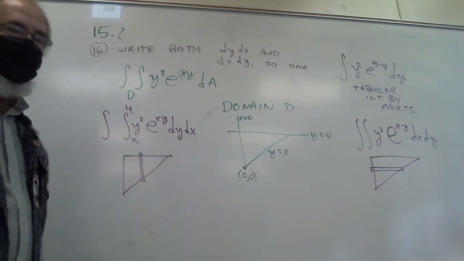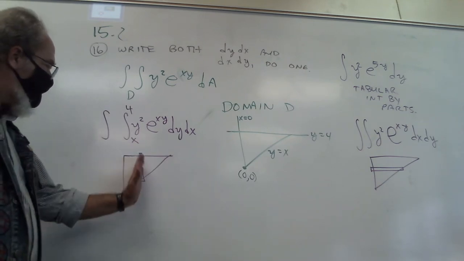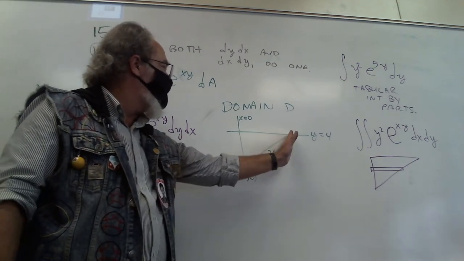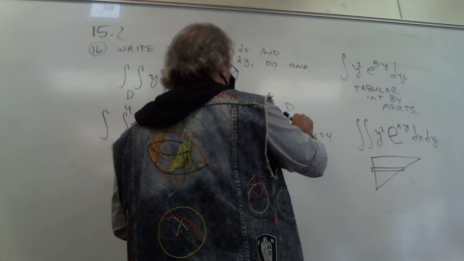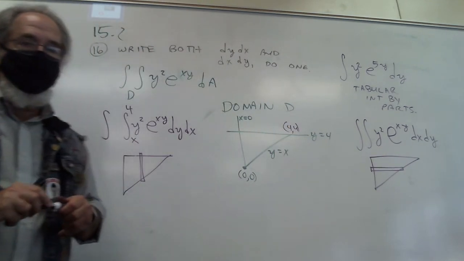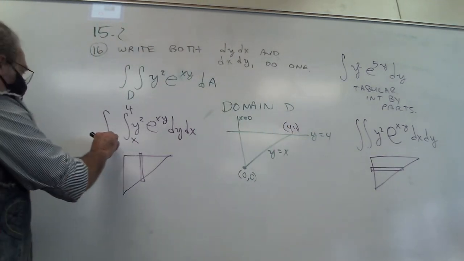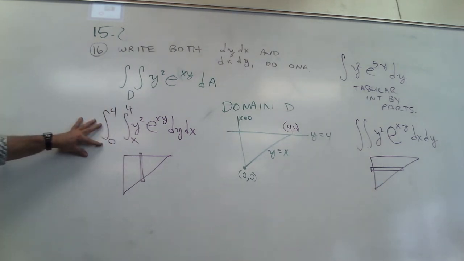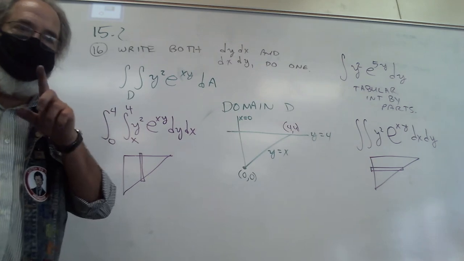Now, x's have to be numbers. What actual x numbers happen here? Well, y equals 4 on the line y equals x, so this is the point (4, 4). So x goes from 0 to 4. And now this integral is ready to go. Now let's do the other side, because they said do both.